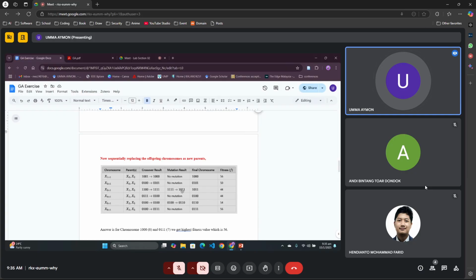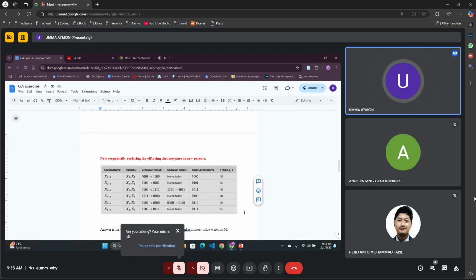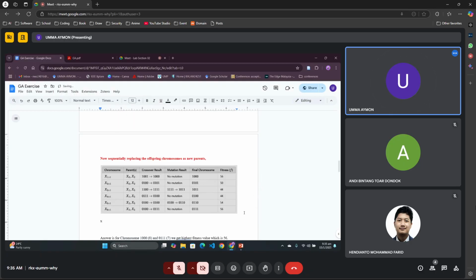So we did mutation for only two values, and this is the final chromosome. Using this, we calculate the fitness function again. For 1000, that means it's 12, right? So 12. Okay, integer value 12.